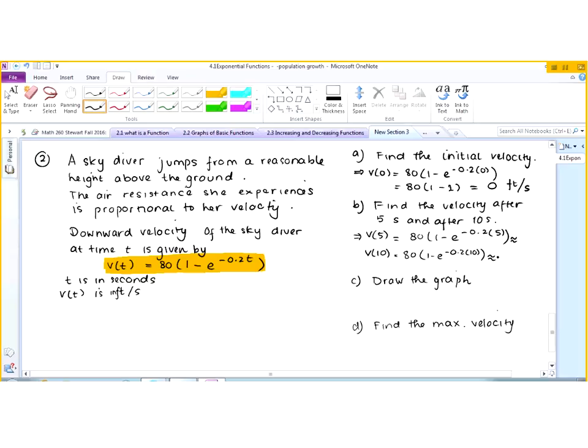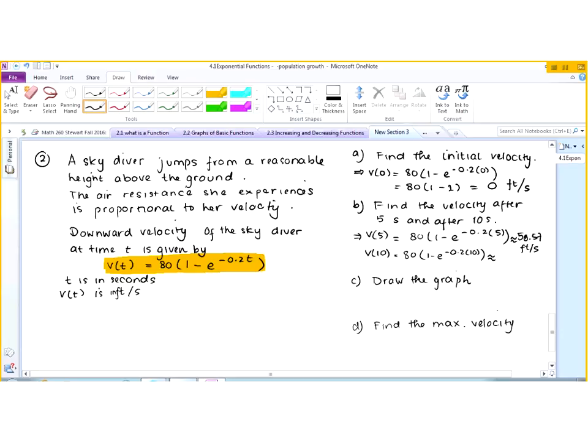So 80 times 1 minus e to the, what is negative 0.2 times 5? Yeah, negative 1. So what is approximately 50.57? Did you guys get that? 50.57 feet per second.